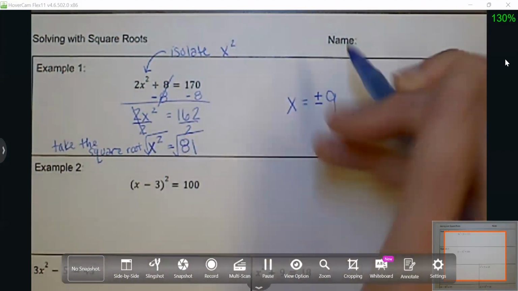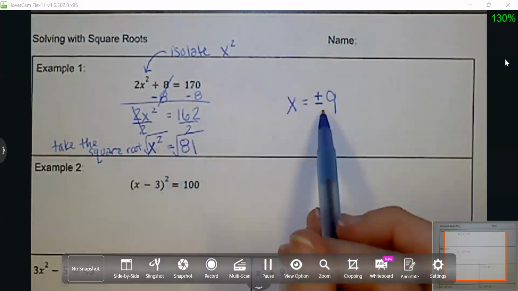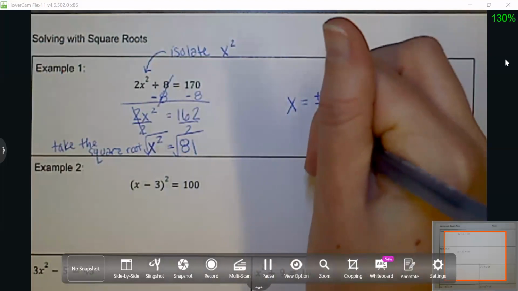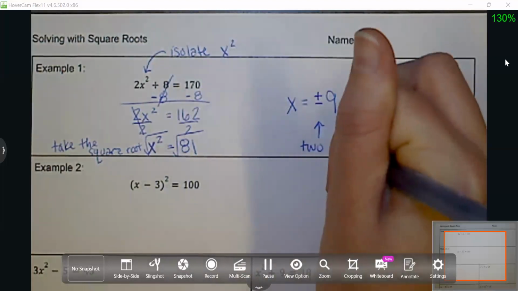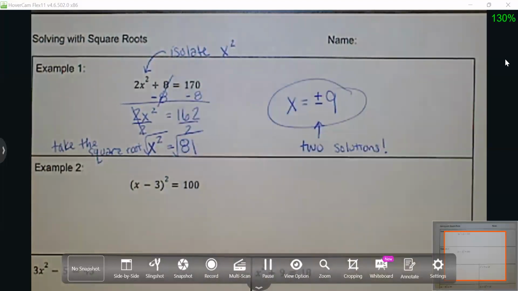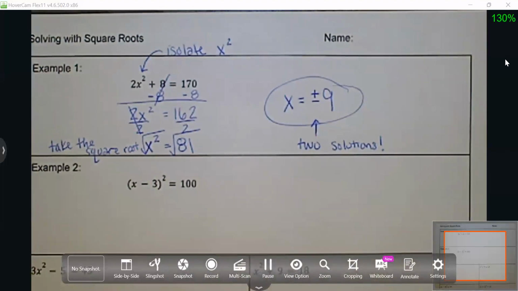Positive 9 times itself equals 81. Negative 9 times negative 9 is also 81. So I have 2 solutions here. I need that plus or minus sign to represent my 2 separate solutions.